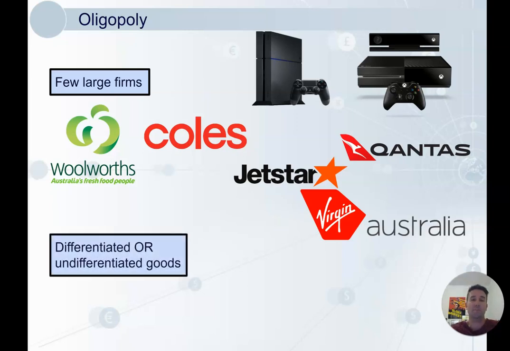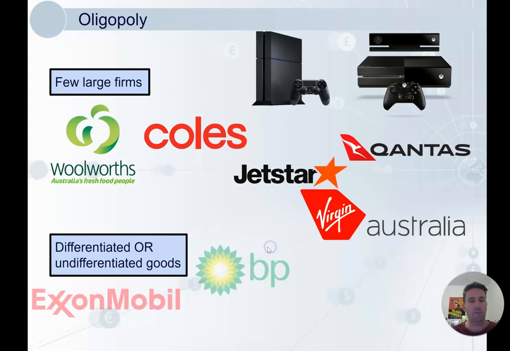So these firms can sell differentiated goods, which is the case in these industries. Pretty much the same thing, but a little bit different. Or they can be undifferentiated goods. So another oligopoly would be ExxonMobil and BP. They both produce crude oil.